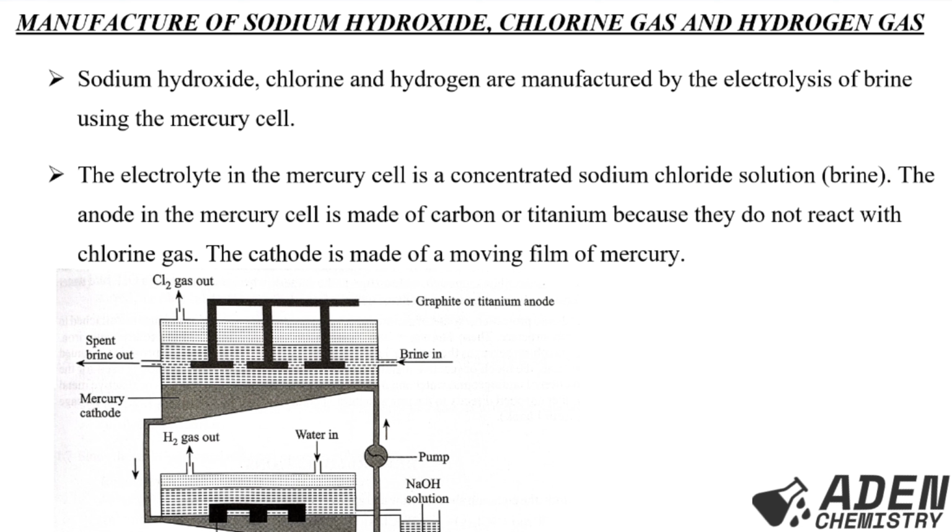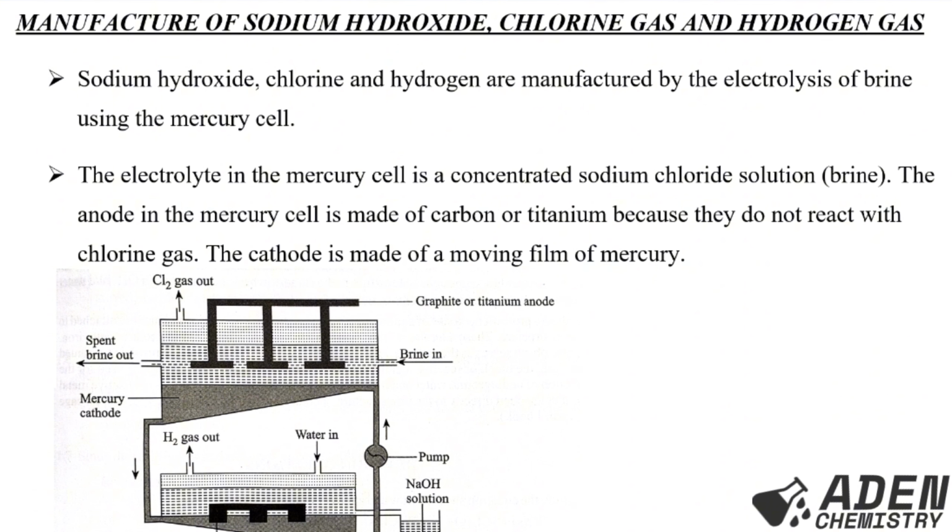So what is the anode made up of, and what is the cathode made up of? That's the next thing that we are supposed to know. The anode in the mercury cell is made up of carbon or titanium. Remember, both carbon or graphite and titanium are inert electrodes. Inert electrodes are electrodes that do not react with the products formed at the electrodes. The reason why we are using an anode made of carbon or titanium is that they do not react with chlorine gas produced at the anode. So they are not going to react with the product formed at the electrode, which is chlorine gas.